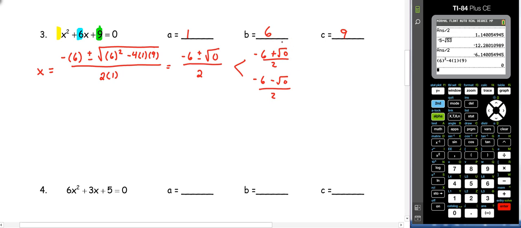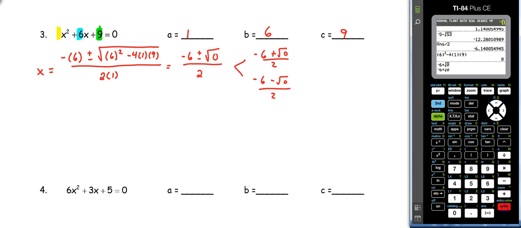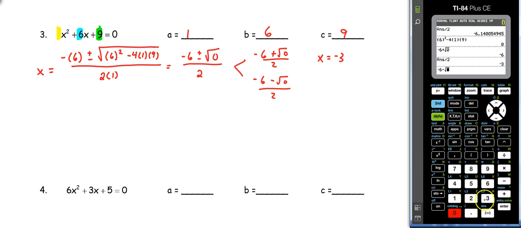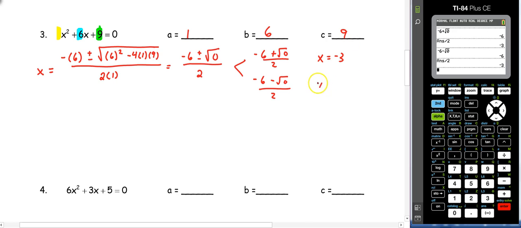Remember that the square root of 0 is just 0, so I only have to do one of these equations. So negative 6 plus the square root of 0, and then divide by 2. We're going to get x equals negative 3. If we want to double check, we can also do negative 6 minus the square root of 0, divide by 2, which gets us the same answer. So we really only have to do it once if it's a plus or minus the square root of 0.